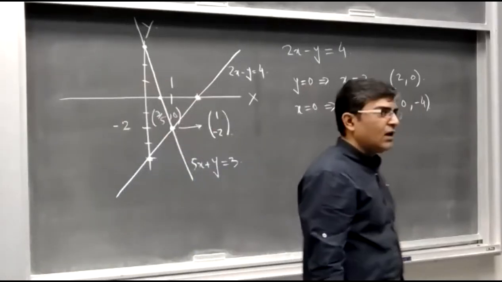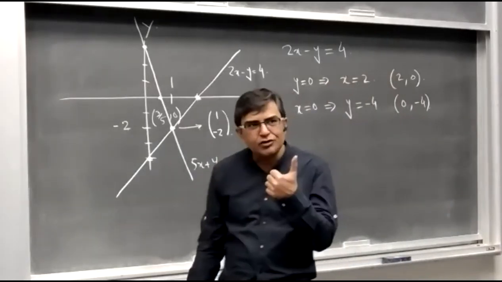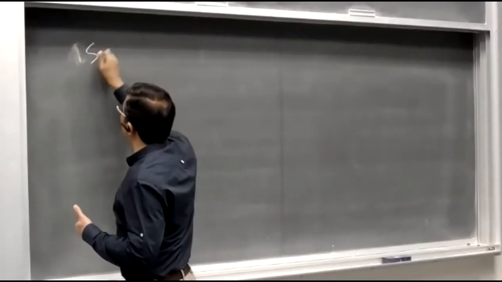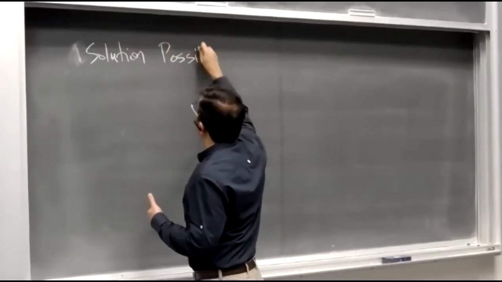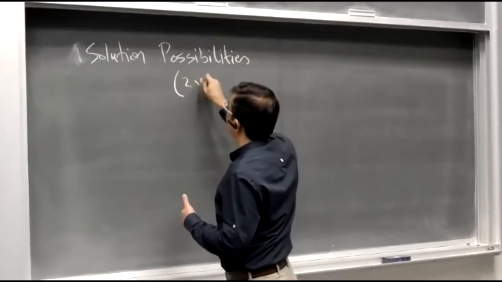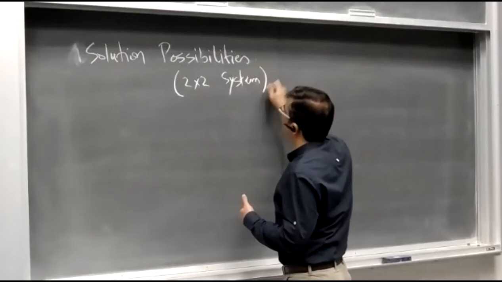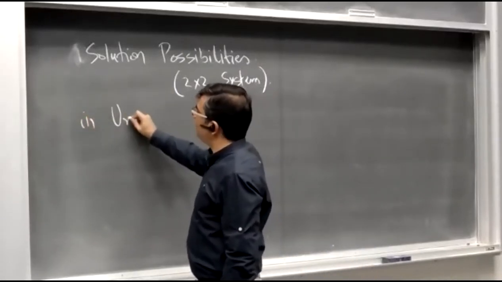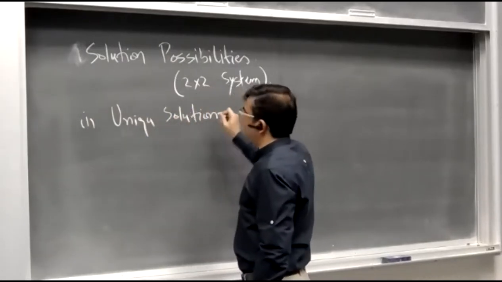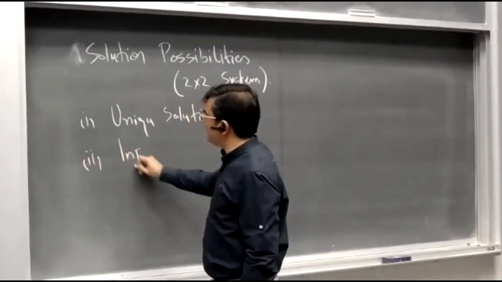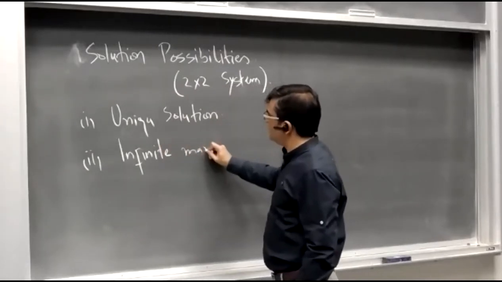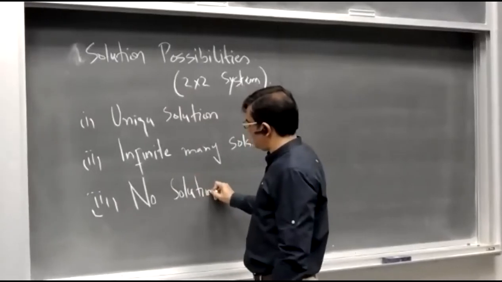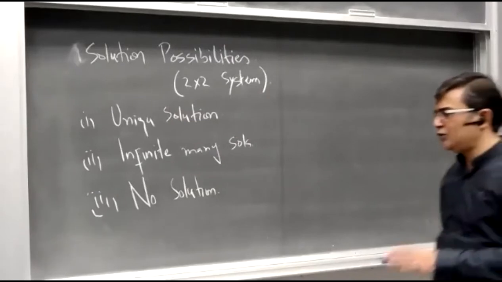We get a 2x2 linear system. We have three possibilities. Either we get one solution, which is the unique solution. Okay. Here you can say solution possibilities. It's only for a 2x2 system, not for 3x3. We'll discuss 3x3 after this. Now, the first one is unique solution: you get only one solution. The second option is you get infinitely many solutions. And the third option is no solution.